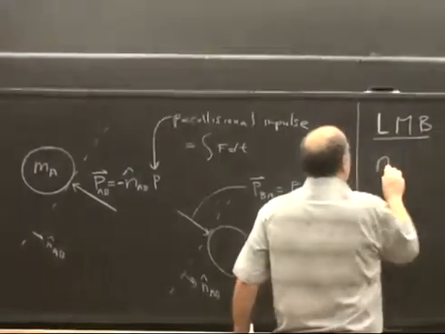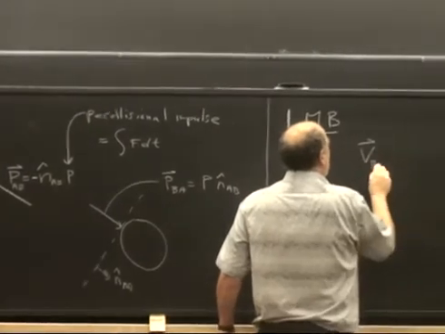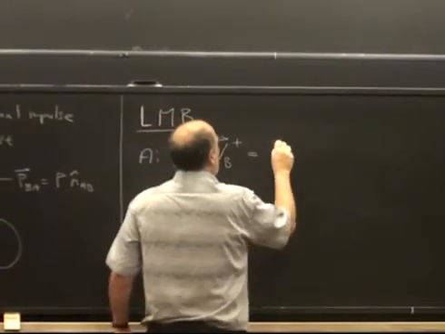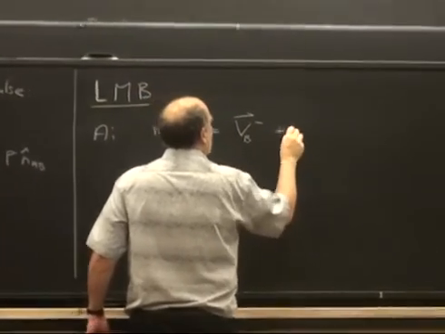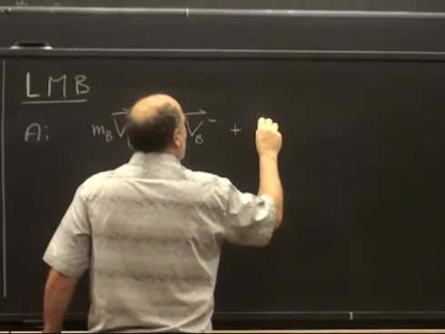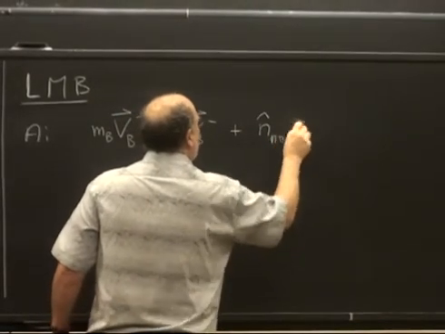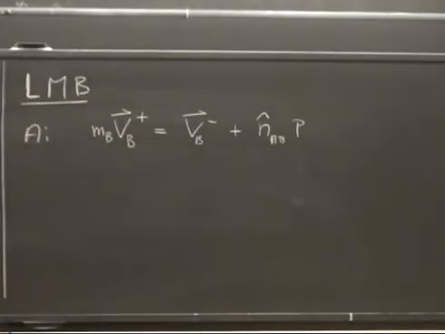We have for block B that the velocity of B plus times mb is equal to the momentum beforehand plus this impulse, and this impulse is this n hat AB times P. So just stare at that equation. Let's see if there are any questions. Well, let me write one more, and then I'll take questions on everything.